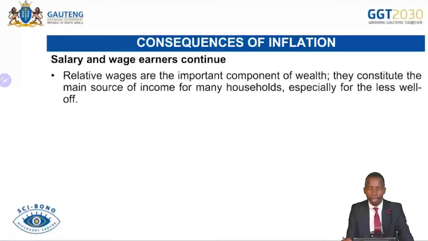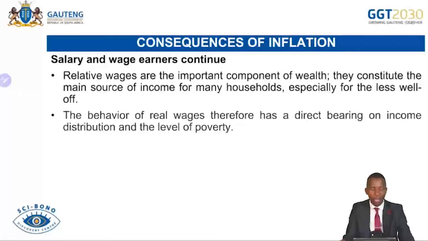Relative wages are an important component of wealth. They constitute the main source of income for many households, especially for the less well-off. So wages are very important because they determine the income received by people and also affordability. If they remain fixed while inflation is increasing, people afford less and that leads to poverty within the economy. The behavior of real wages therefore has a direct bearing on income distribution and the level of poverty. As wages are not increased while inflation is increasing, that leads to poverty drastically and reduces the standard of living in the economy.